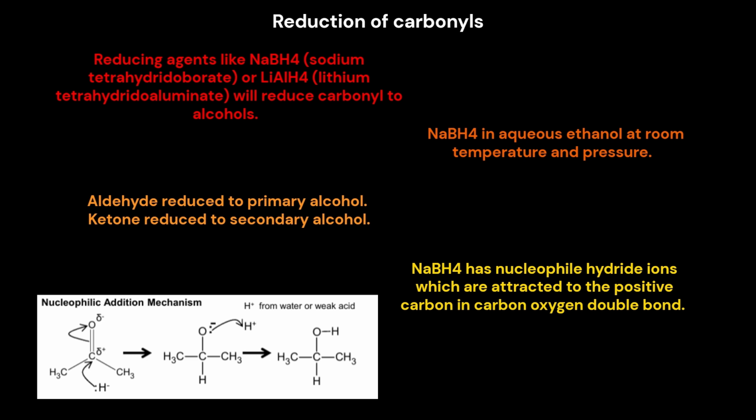Reduction of carbonyls. Reducing agents like NaBH4, sodium tetrahydridoborate, or LiAlH4, lithium tetrahydroaluminate, will reduce carbonyls to alcohols. Use NaBH4 in aqueous ethanol at room temperature and pressure. Aldehydes are reduced to primary alcohols. Ketones are reduced to secondary alcohols. NaBH4 provides nucleophilic hydride ions, which are attracted to the positive carbon in the C=O double bond.